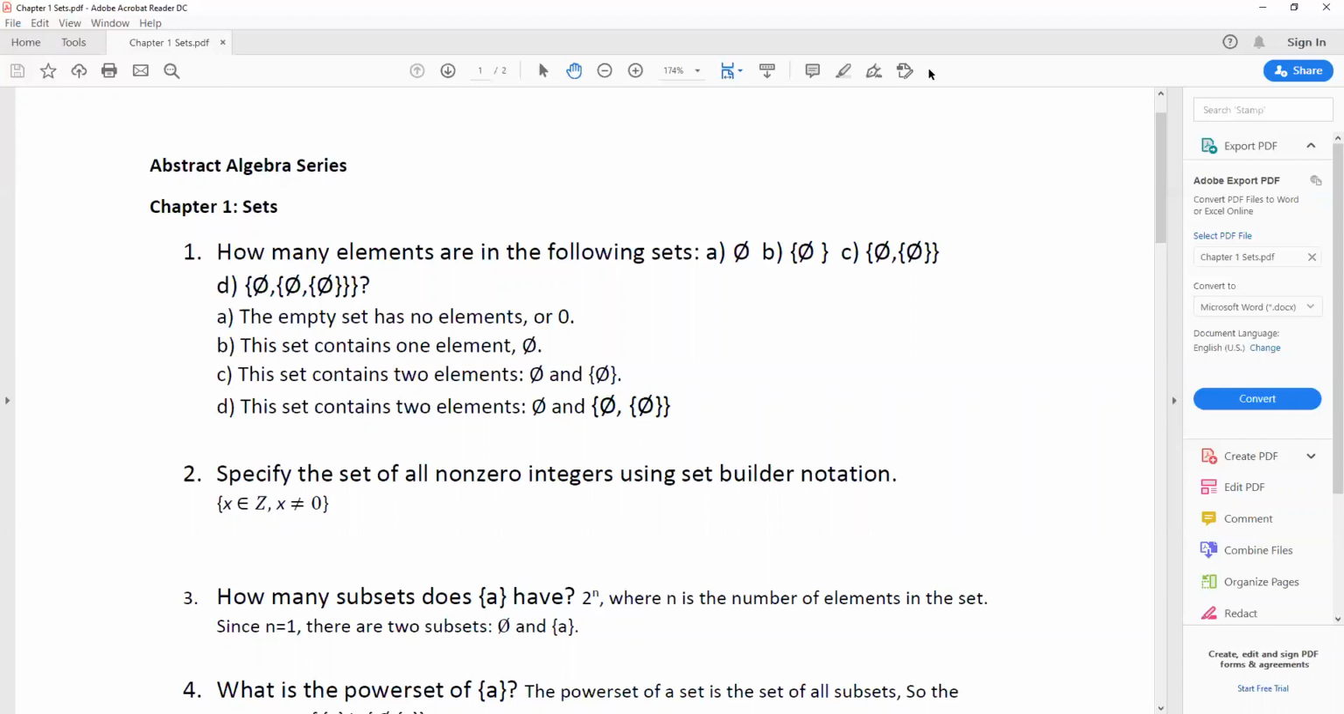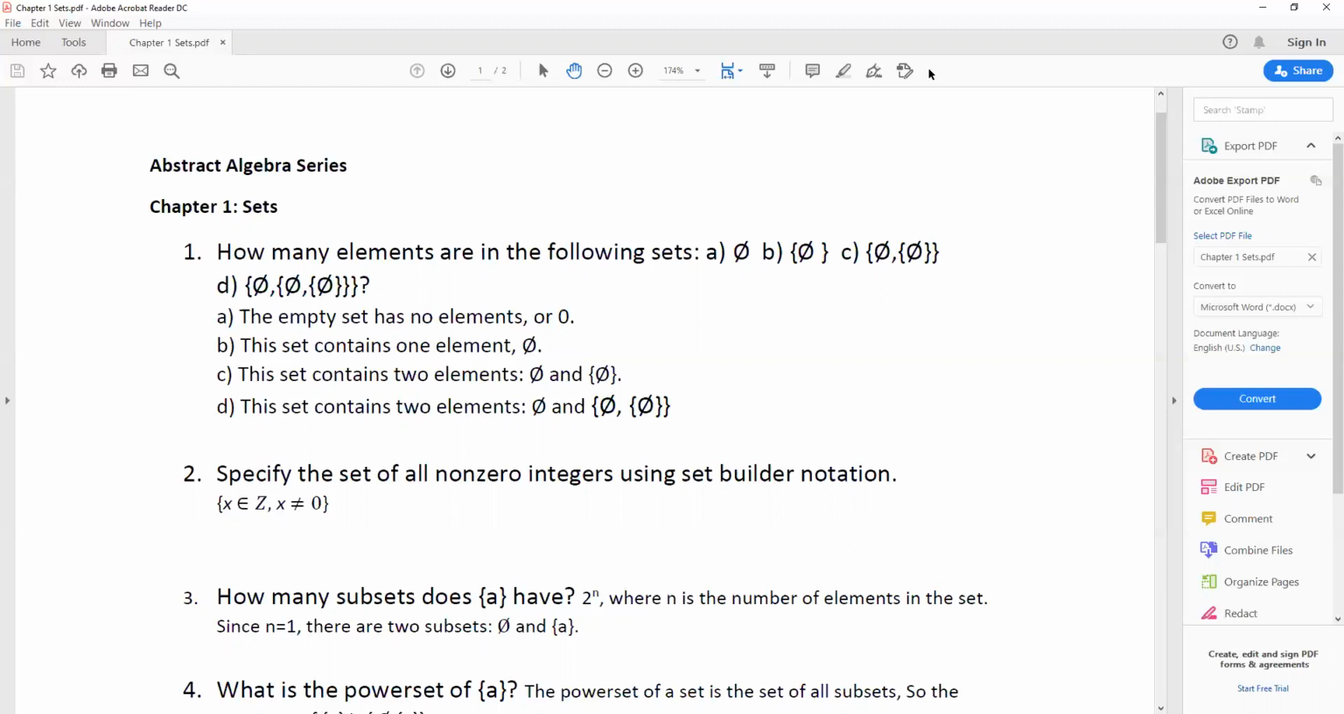Part D. Looking at part D, you see the outer braces, and then inside the outer braces, you will see the empty set, and then you will see the set which contains the empty set and a set containing the empty set. So for part D, you would again have two elements, the empty set and then the set which contains the empty set and the set containing the empty set.